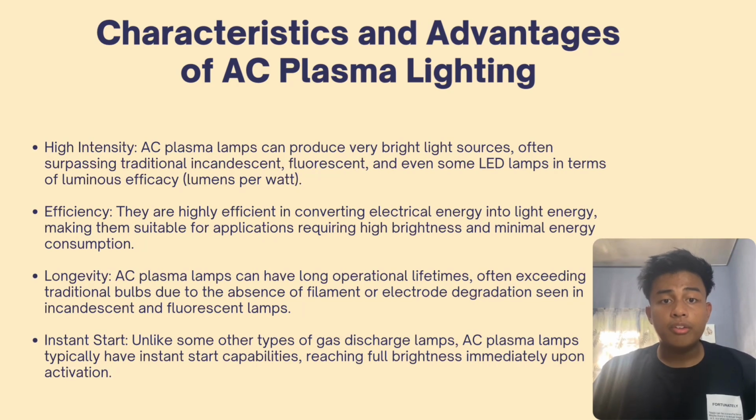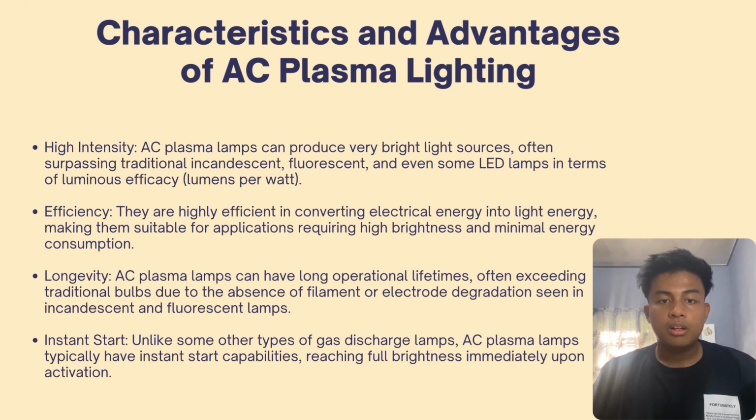Characteristics and advantages of AC plasma lighting. High intensity: AC plasma lamps can produce a very bright light source, often surpassing traditional incandescent, fluorescent, and even some LED lamps in terms of luminous efficiency. Efficiency: they are highly efficient in converting electrical energy into light energy, making them suitable for applications requiring high brightness and minimal energy consumption.